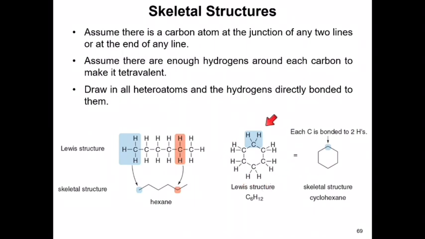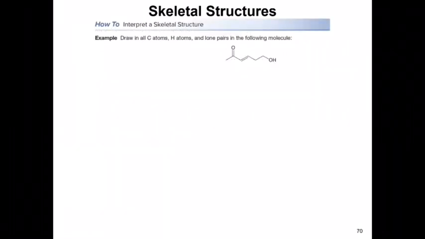You can see the same concept here for cyclohexane. So this is the Lewis structure for cyclohexane, and this is its skeletal structure. And as you can see, all the carbon atoms and hydrogen atoms in this molecule are omitted. So let's take a look at this one example shown here. It says, draw in all carbon atoms, hydrogen atoms, and lone pairs in the following molecule.